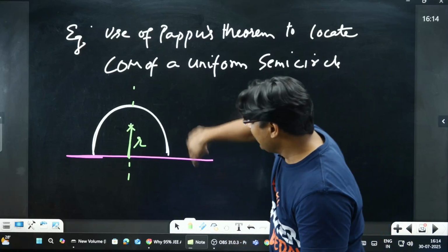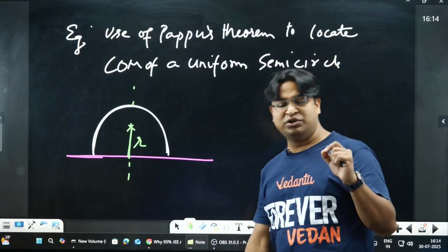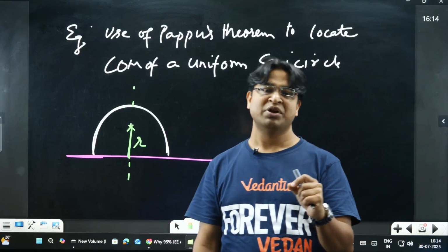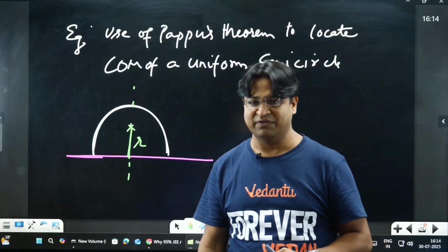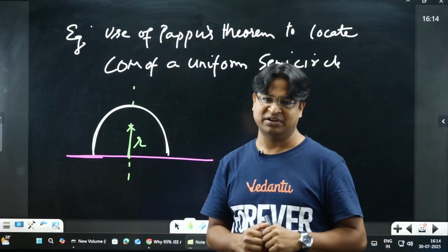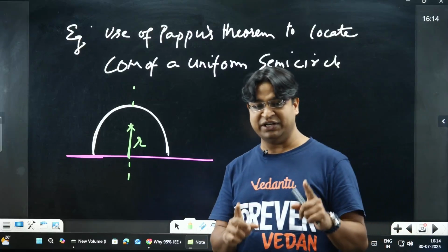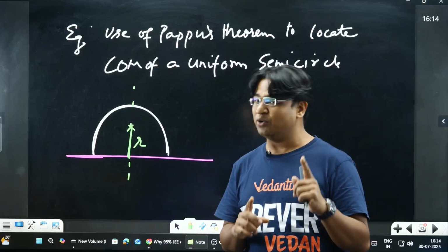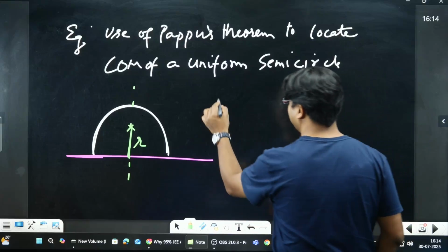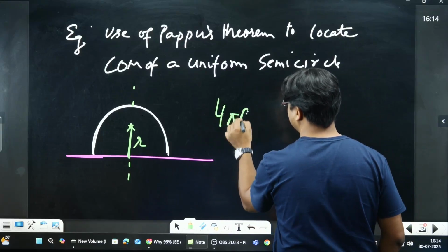Okay. Now, when I rotate it, are you able to think of the shape of the surface of revolution that we will get? The shape that you will get will be a sphere, a sphere of radius capital R. So do we know how to write the area of a sphere of radius capital R? Definitely we know that the area would be 4 pi R square.